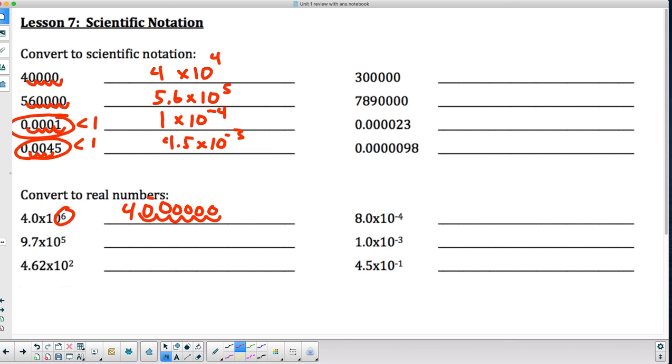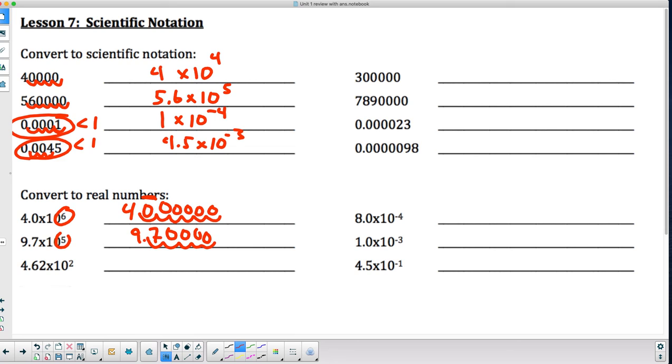Remember, this is 4.0, which means 2 significant figures. So I put a line above the first 0 that's there, the second number, to show that there's 2 significant figures. Next, 9.7, and this is going to the right. So 1, 2, 3, 4, 5. Fill in with zeros like that. All of these work exactly the same way.